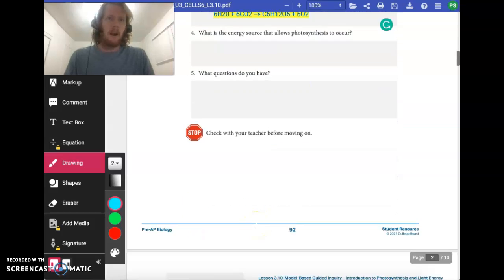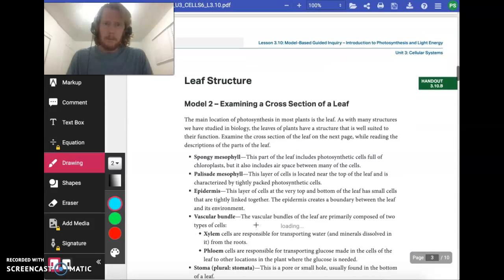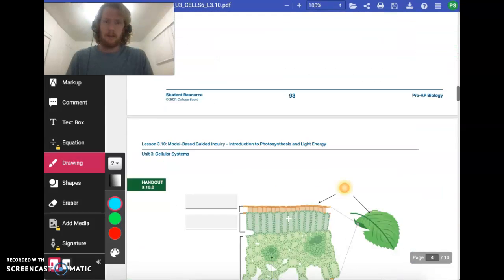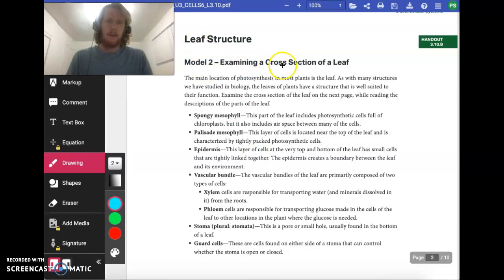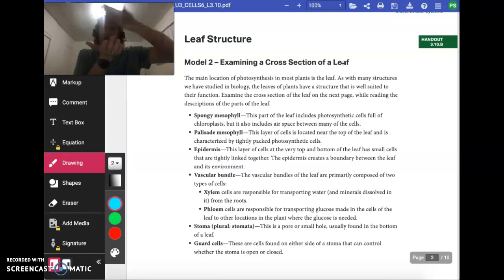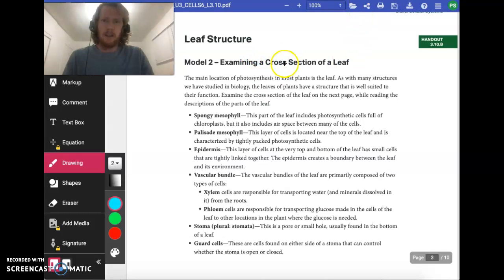All right, so the next one here, leaf structure. Okay, there's our model here of a leaf structure. Model 2, examining the cross-section of a leaf. So this is like if you take a leaf, put a leaf flat, cut it in half, and look at it from the side. Okay, that would be what we're looking at as a cross-section of a leaf. So the main location of photosynthesis in most plants is in the leaf. Okay, so most photosynthesis happens in the leaves.